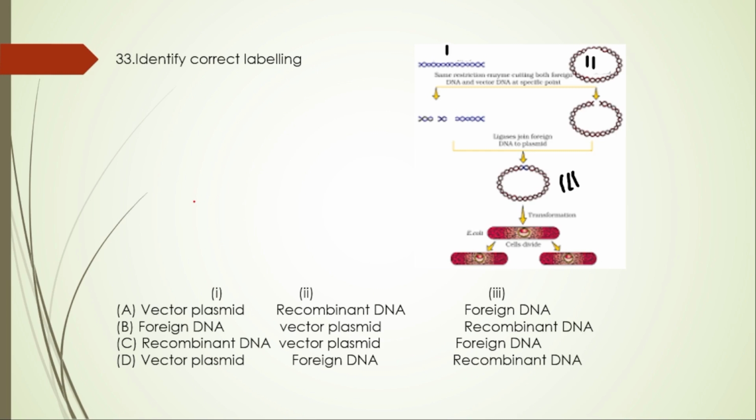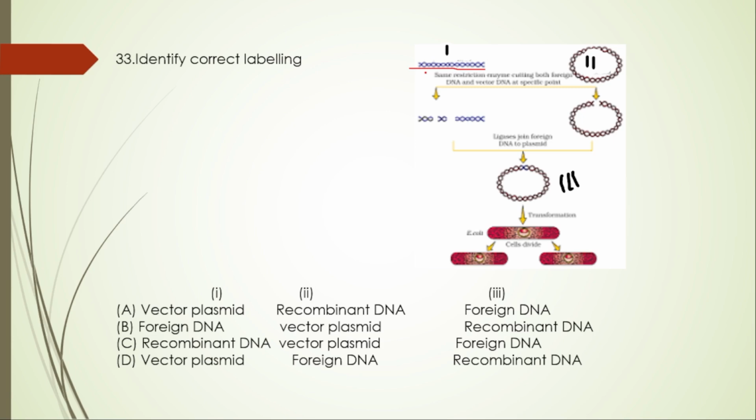Next one. In the given figure, identify the correct labelings. So here 1, 2 and 3 are given. This is recombinant DNA technology. This is the foreign DNA. And this is the vector plasmid, the circular DNA used to carry the foreign DNA, isn't it? This is the source of the DNA containing the gene of interest.